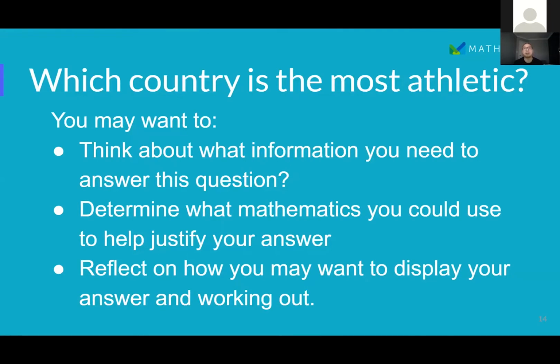basically, do you want to do a report? Do you want to do a presentation? It could just be a one-pager. Whatever it is, I don't really care. But think about all of these kinds of things, right? What information do you need? What math are you going to do? How are you going to present this information?